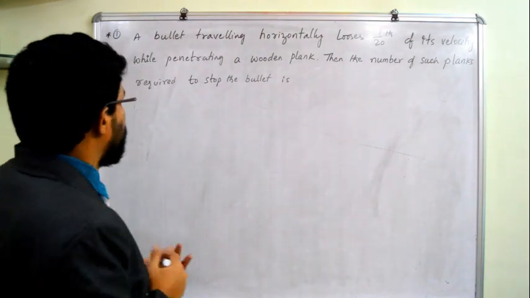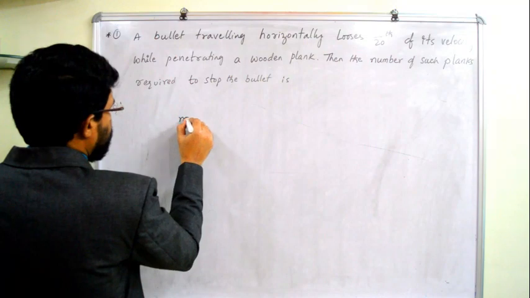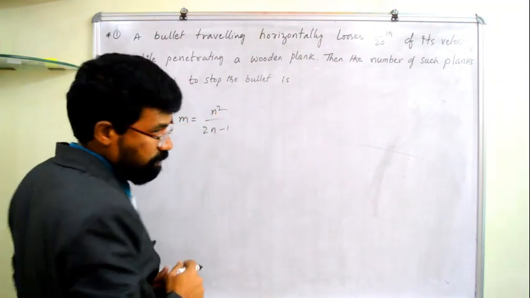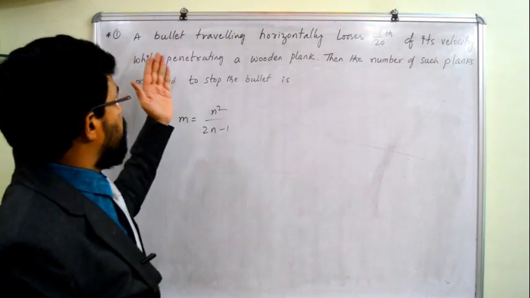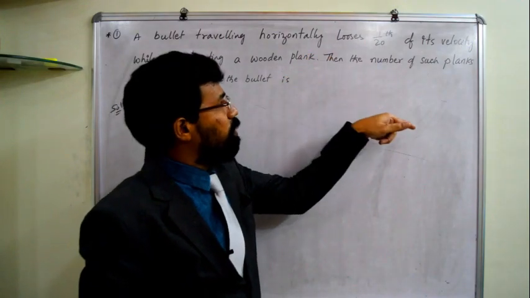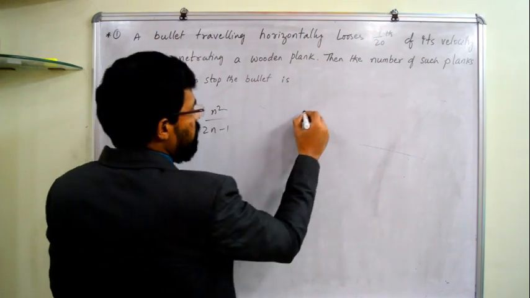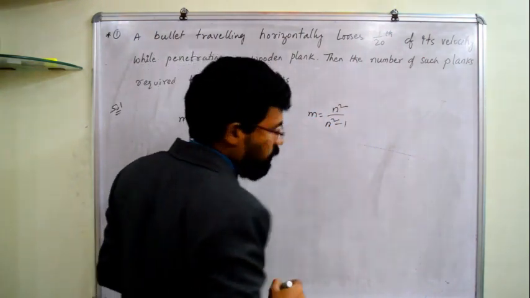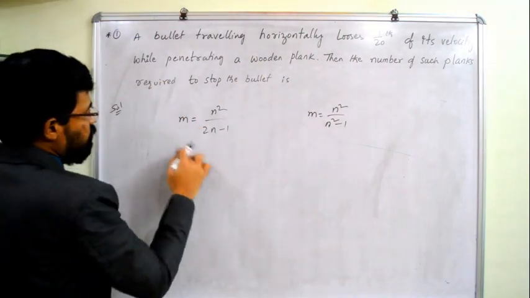So in this situation, the number of planks required is written as m is equal to n square by 2n minus 1. If the situation were that the bullet's velocity reduces to 1 by 20th of its initial value, then the equation would be m is equal to n square by n square minus 1. But in the current situation, this is what you have to go with.